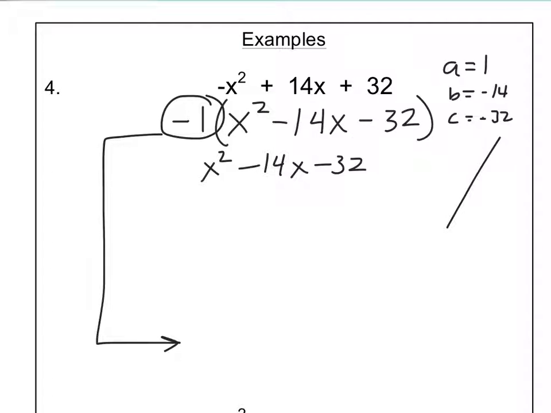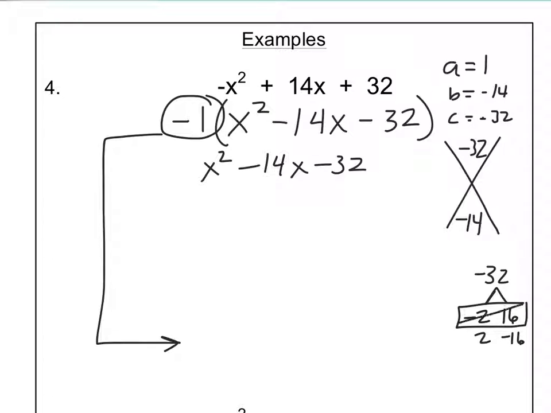So I need factors of A times C, which is -32, that add up to -14. Well, for 32, I'm looking at 2 and 16. Again, it's got to be -32. So if I go 2 and -16, I want this to add up to -14. Well, if I add these guys up, that's +14. Sorry, you're out. So it's -16 and +2.